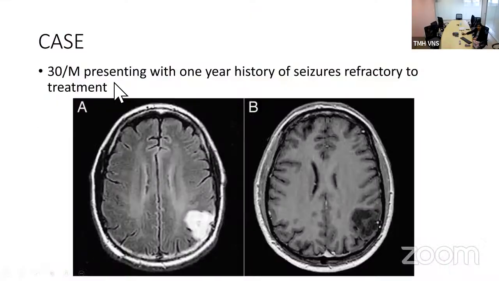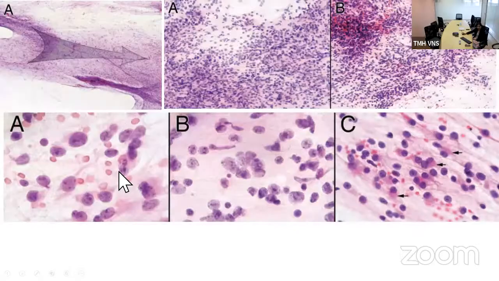Next case, a 30-year male presenting with a 1-year history of seizure, which is refractory to treatment. And it is a cortical-based tumor, which is also showing extension to the white matter, but there is no enhancement. Again, it points to a low-grade glioma, and it is cortical-based, extending to white matter.